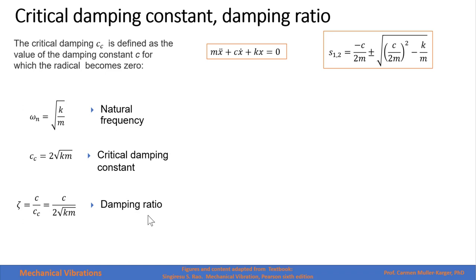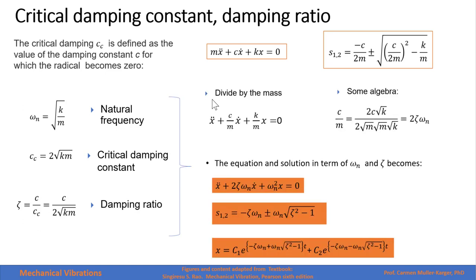And then we have the damping ratio. The damping ratio is defined as the constant of the damper divided by the critical damping constant. So let's transform this equation in terms of these variables over here. To do so, we will do some algebra: divide the whole equation by m first, and C over m becomes 2 zeta, which is the damping ratio, times omega n. If we substitute this value in here, we have the acceleration plus 2 zeta omega n times velocity plus omega n squared times the displacement equals 0.